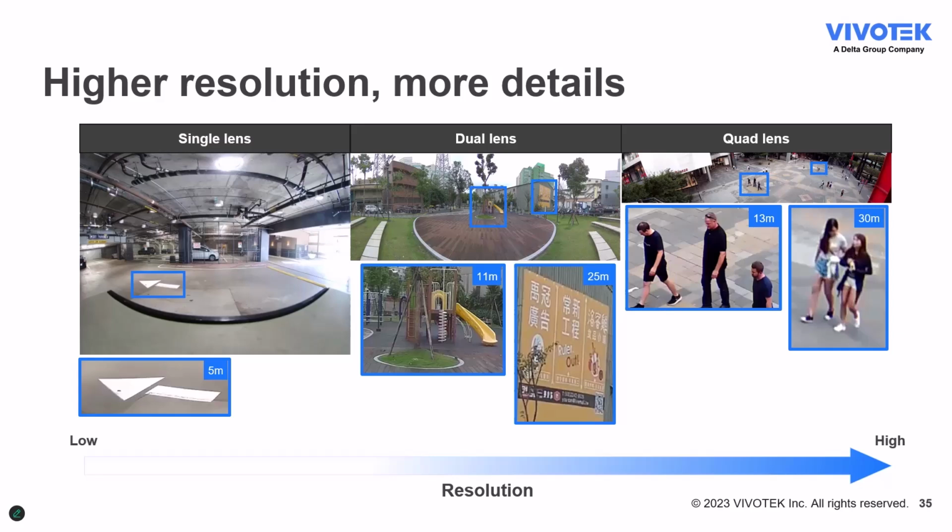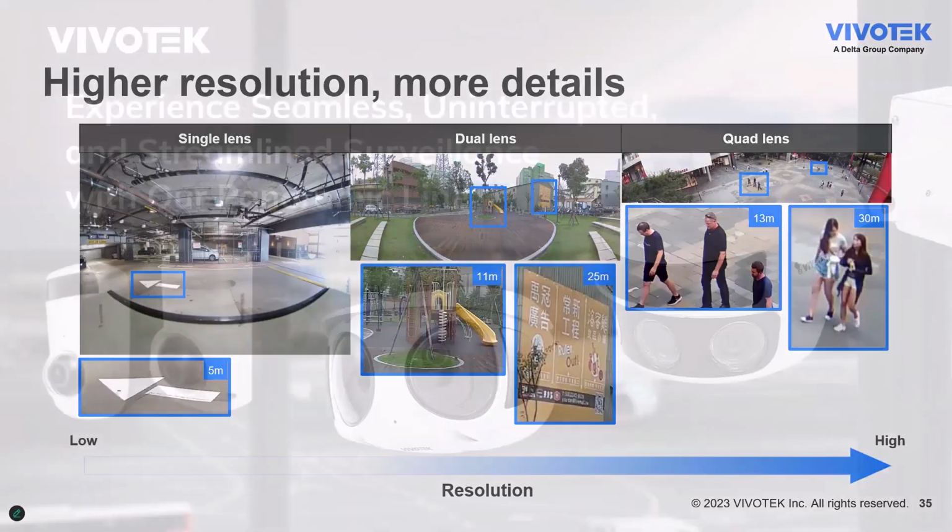For distances exceeding 20 meters, the quad lens panoramic camera is the way to go. Not only does it offer superior coverage, but it also delivers higher resolution at longer ranges, ensuring that you can clearly see objects even at greater distances. This makes it perfect for your large outdoor areas like construction sites, campuses, and also industrial facilities. By matching the camera to your specific distance requirements, you can ensure optimal performance and coverage for your surveillance needs.